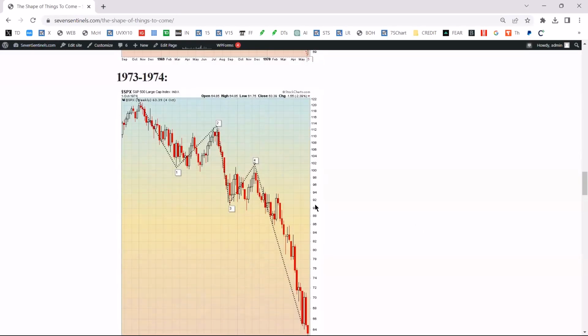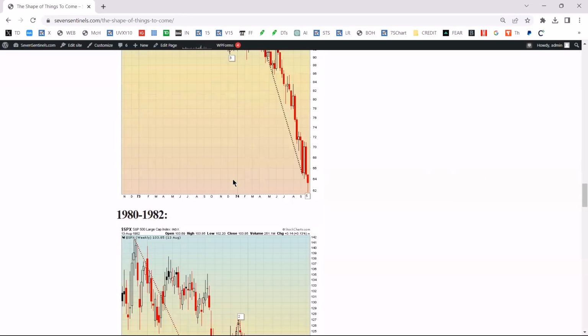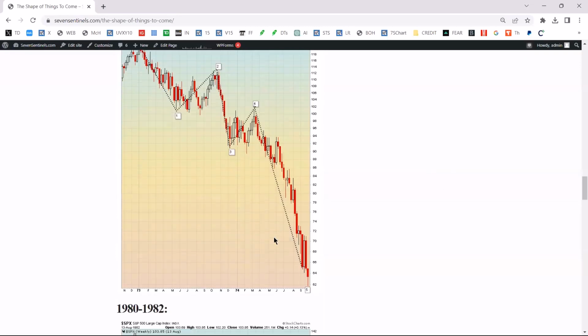The 73, 74 bear market, which I happen to think is the one that most closely mirrors or matches what is going on now, because at that time it all started with the Nifty 50 being the only stocks that were going up while everything else was going down. Now it's a Magnificent 7, the only stocks really that are going up while everything else is going down. But 73, 74, there's a 5-wave pattern.